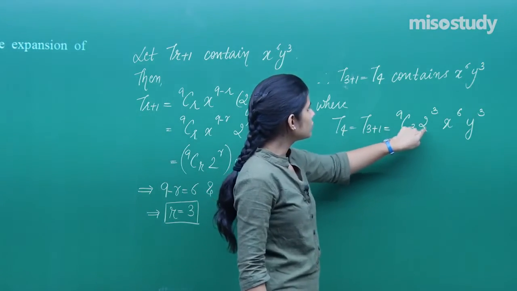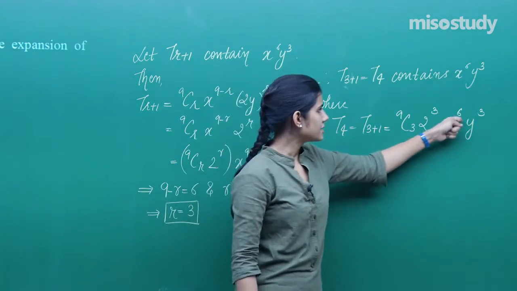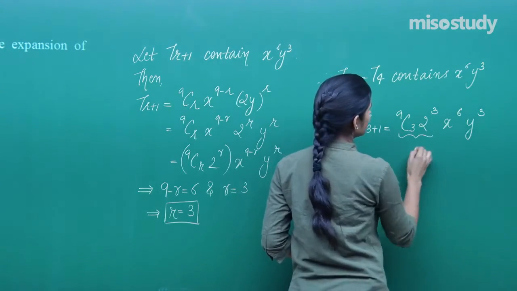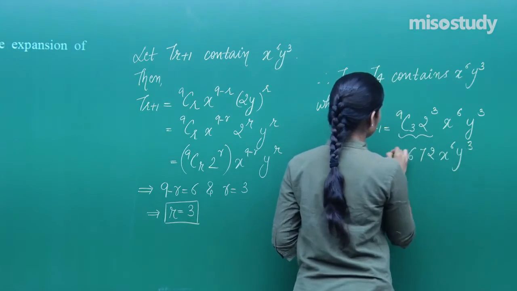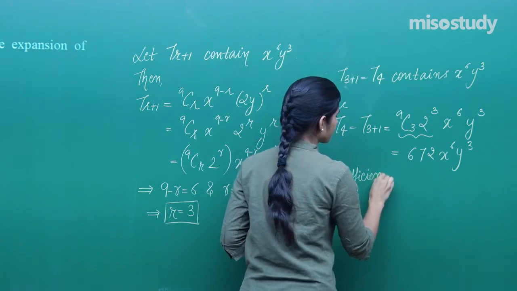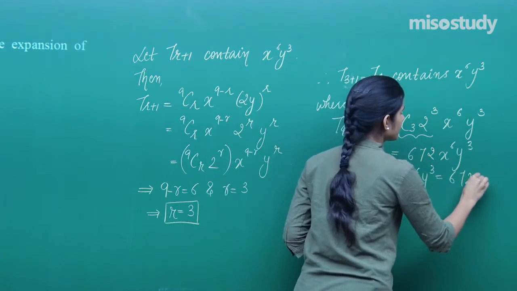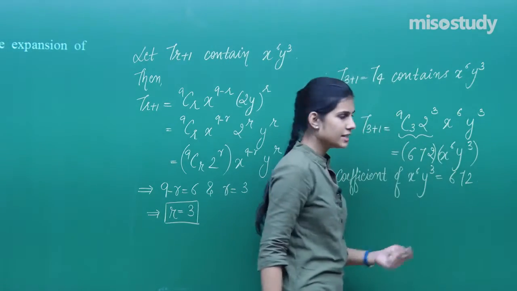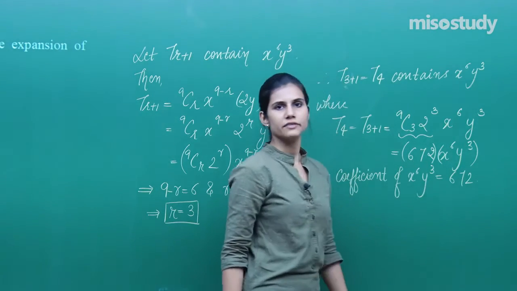It is 9C3, 2 to the power 3, x to the power 9 minus 3, that is x to the power 6, y to the power 3, that is y cube. If you evaluate this, this comes out to be 672 x^6 y cube, and therefore the coefficient of x^6 y cube comes out to be 672. Because this is the constant part, this is the variable part, its coefficient is actually the constant part sitting in the term, that is 672.